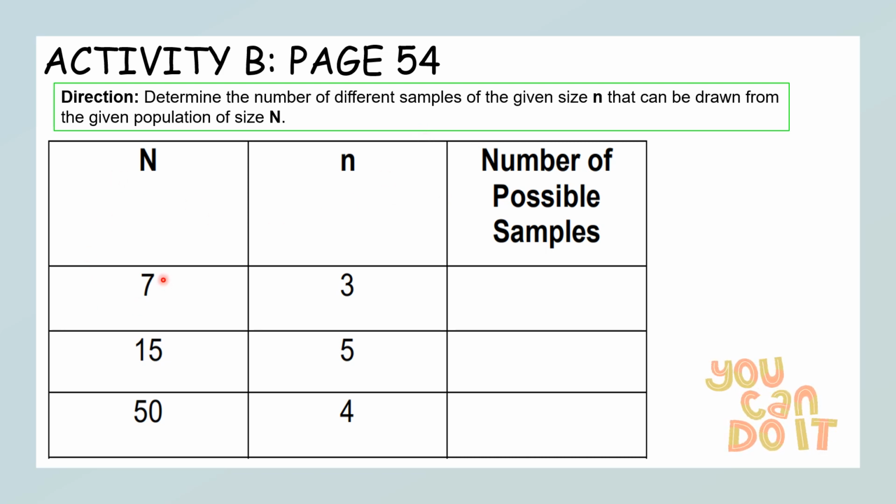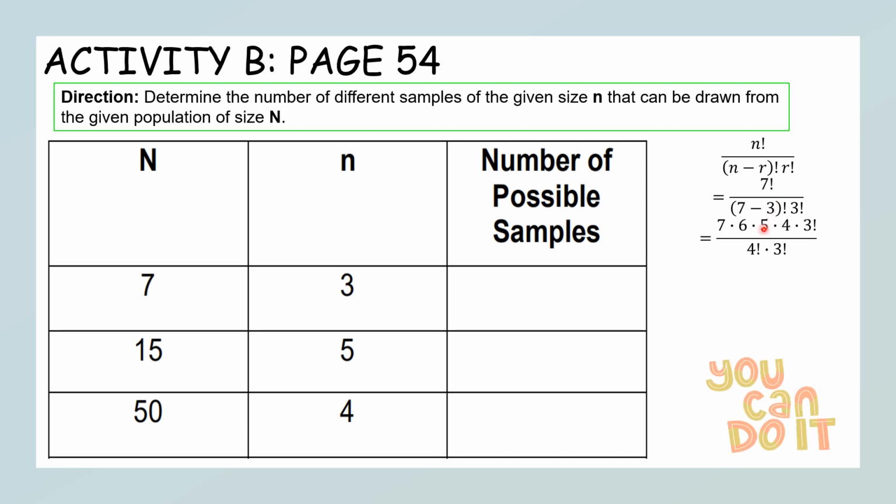So, if our population is 7 and our sample is 3, what are the number of possible samples? So, by using the formula N factorial over N minus n factorial times n factorial, by substitution, no? Sabi ko nga, N factorial is our population and n is our sample. So, by substitution, we have 7 factorial all over 7 minus 3 factorial times 3 factorial. So, ano nga ba yung ibig sabihin ng factorial na yan? 7 factorial means 7 times 6 times 5 times 4 times 3 times 2 times 1.